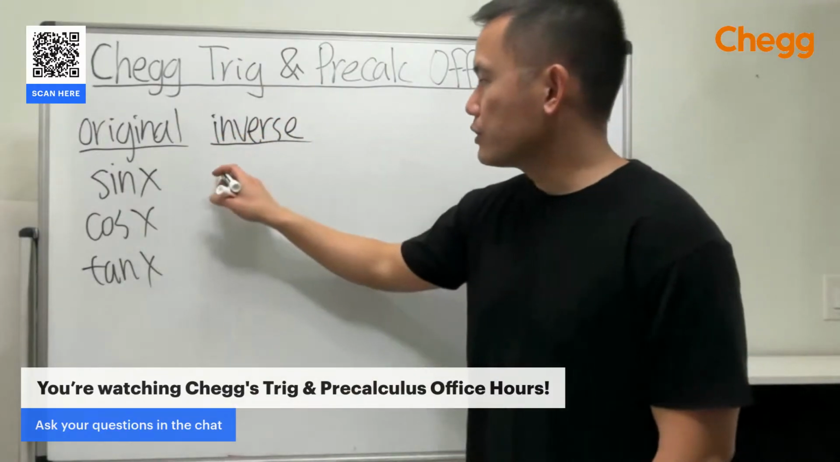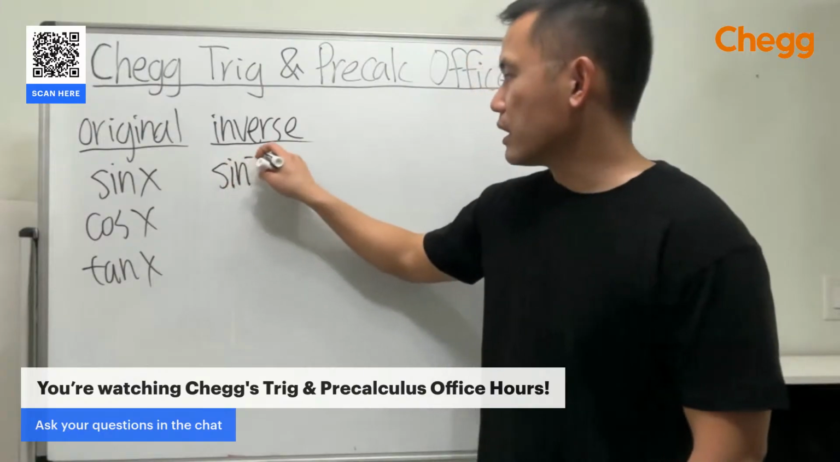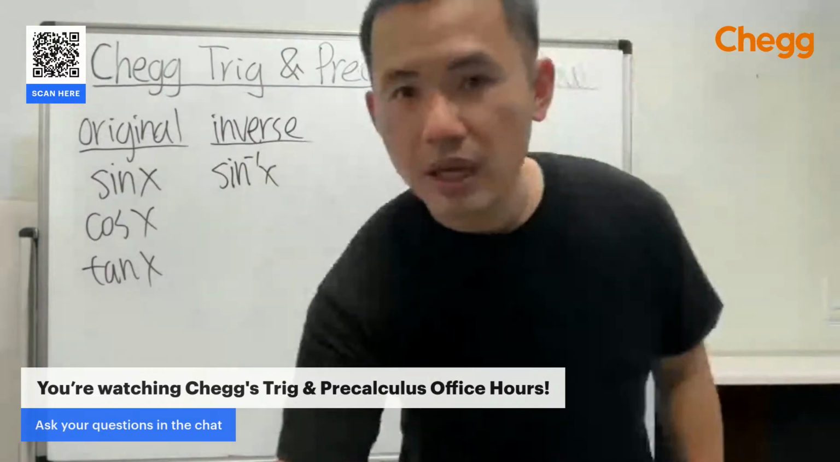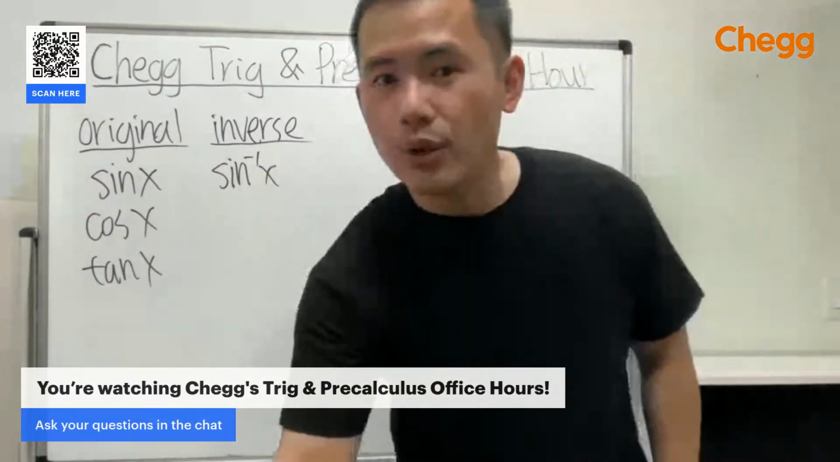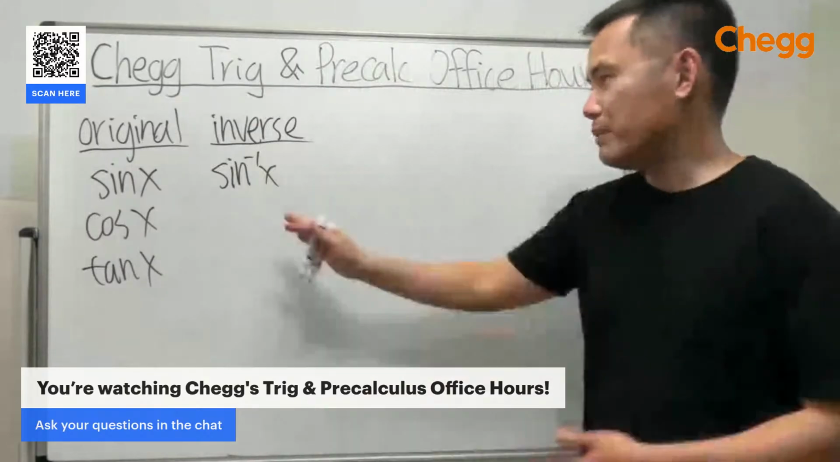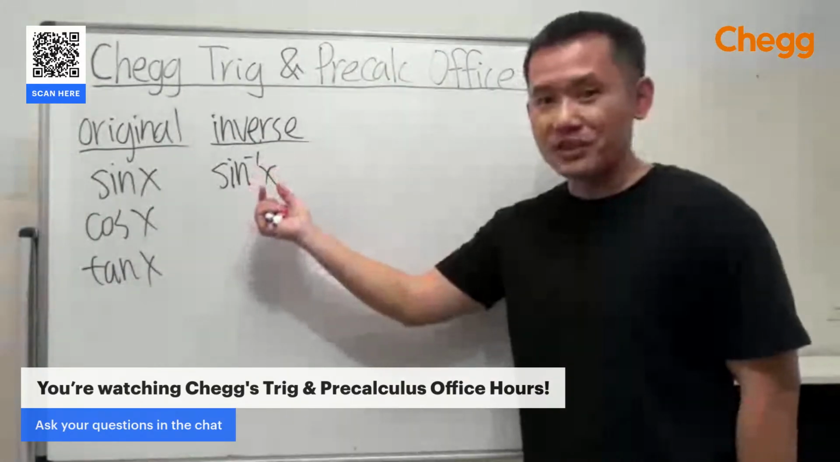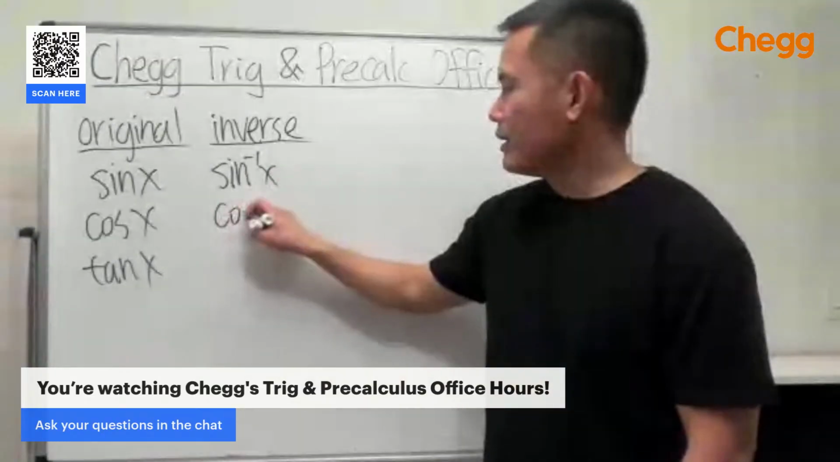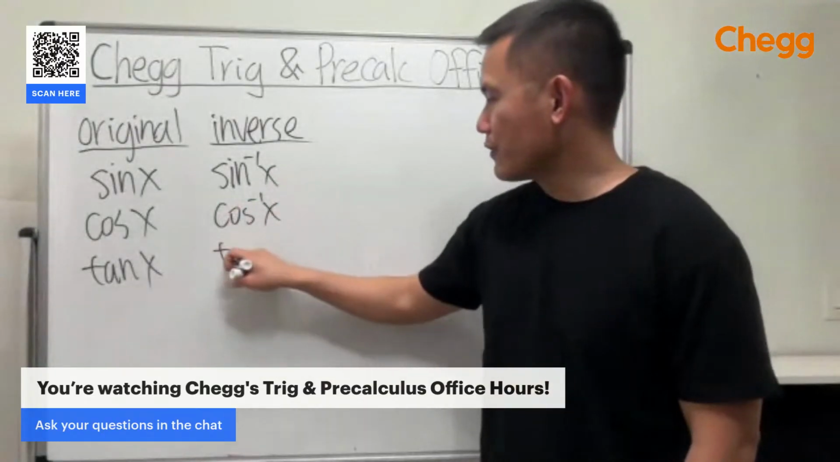For the inverse, we're just going to put a -1 right here, like this. And that's actually the notation that you will see on a calculator too. Many people don't like it because of the -1 notation, but just try to get used to it. And of course, we have inverse cosine and also inverse tangent.